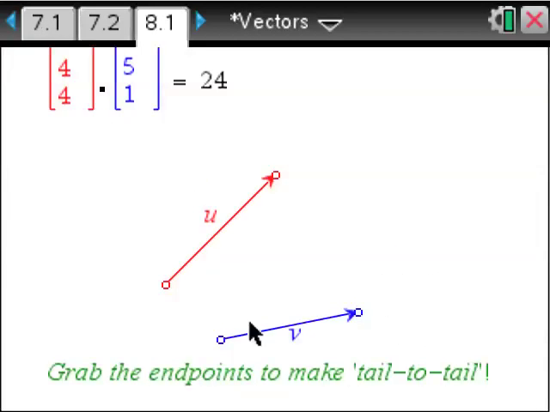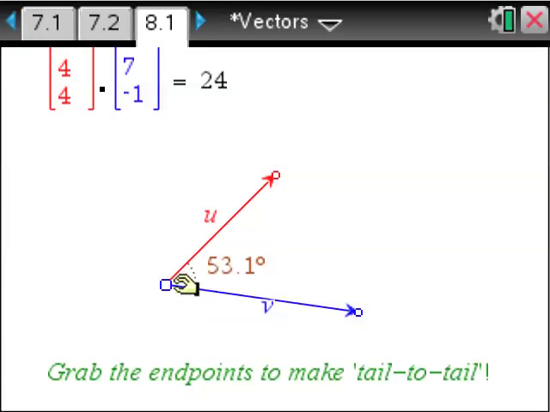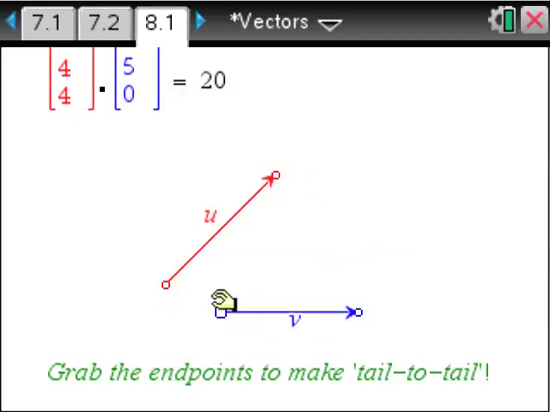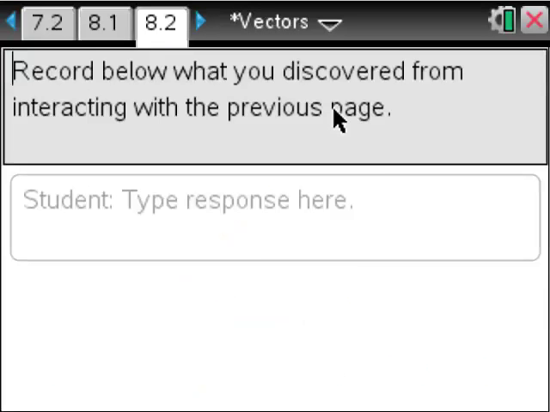On page 8.1, if we make them tail to tail, this is basically showing that you can work out the angle between two vectors, but only when they're configured tail to tail. If you put them tip to tail, nothing is registered. And again, you can see the scalar product on show.